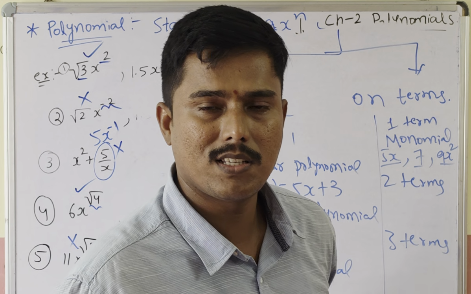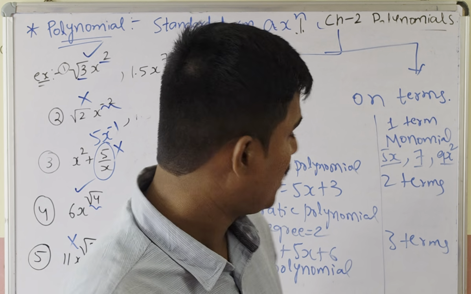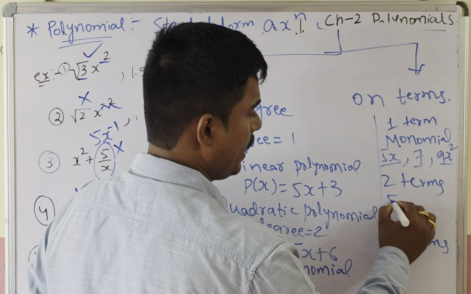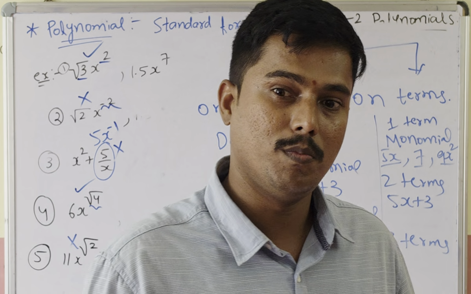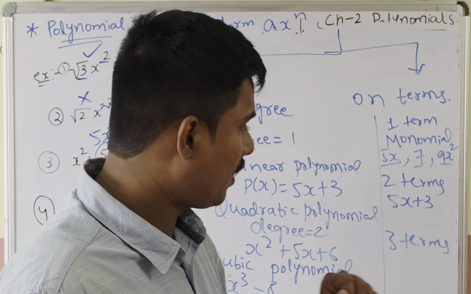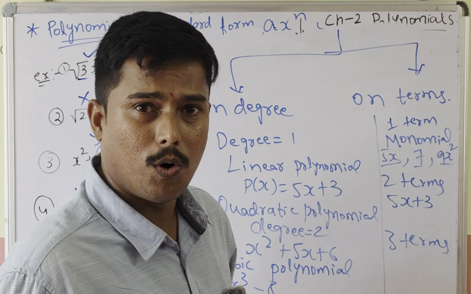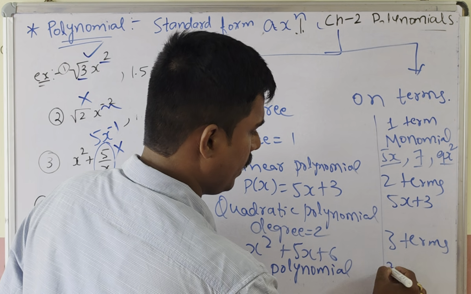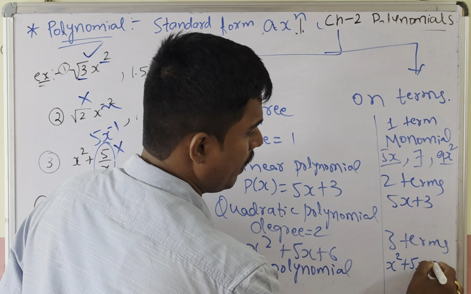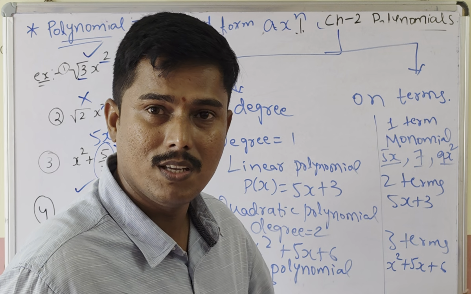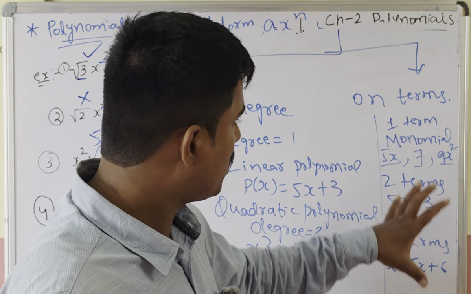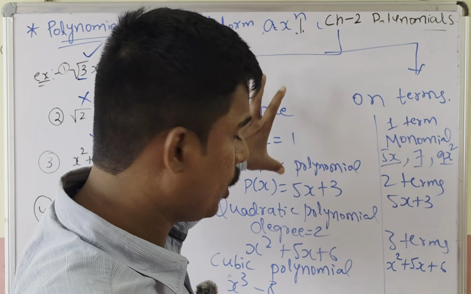If you're asking for an example of 2 terms, take 5x plus 3. 5x is 1 term and 3 is 1 term. So this is called a binomial. And the third one, 3 terms. Take x square plus 5x plus 6. X square is 1 term, 5x is 1 term, 6 is 1 term. So this is about classification on the basis of terms and on the basis of degree.